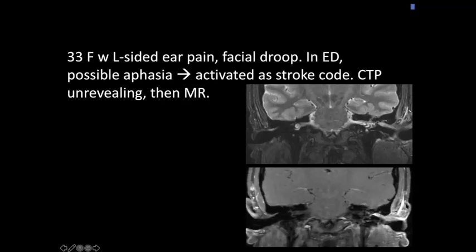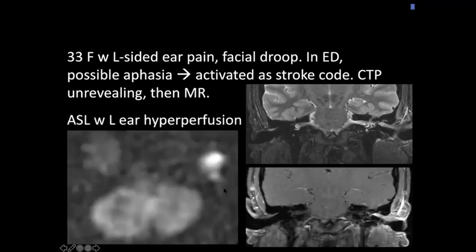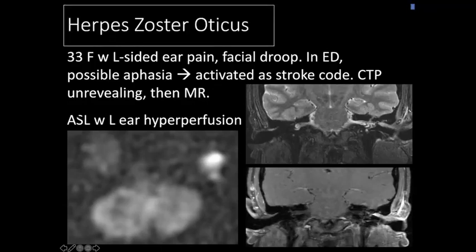And following gadolinium, there's some pathological enhancement in her soft tissues as well as her facial nerve, but that's somewhat subtle. On the ASL, however, it's quite obvious that all of those soft tissues are hyperperfused and our attention is drawn to that area. So if somebody might have walked by it on those images, following ASL, they are not going to walk by it. And this patient ended up being diagnosed with herpes zoster oticus.